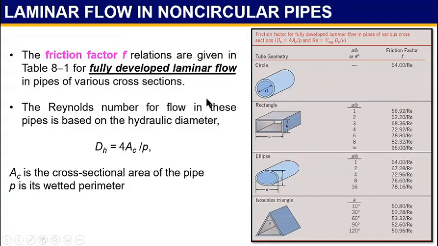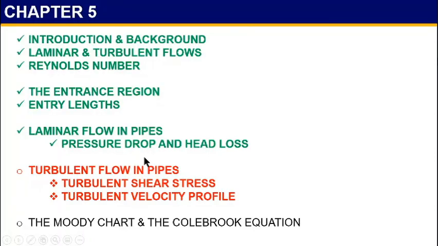For the friction factor, it's already written in this table. It is already given. So you can use this friction factor for fully developed laminar flow in pipes of various cross sections. The Reynolds number for flow in this pipe is based on the hydraulic diameter. Ac is the cross sectional area of the pipe and P is the wetted perimeter. So now we finish explaining about laminar flow in pipes.